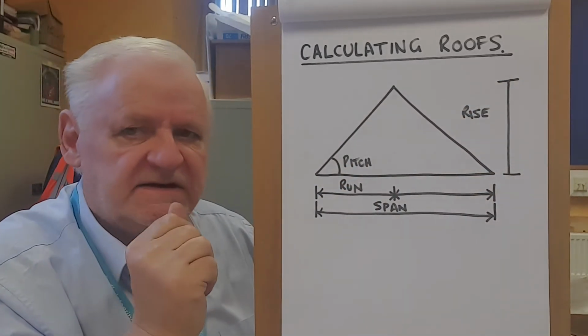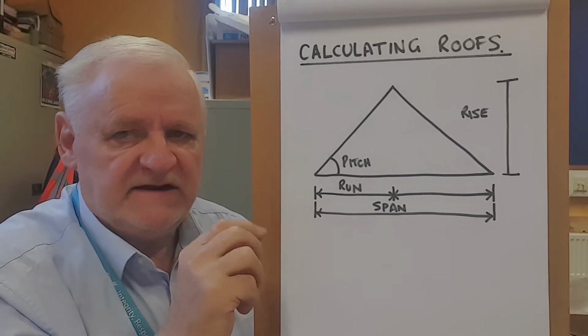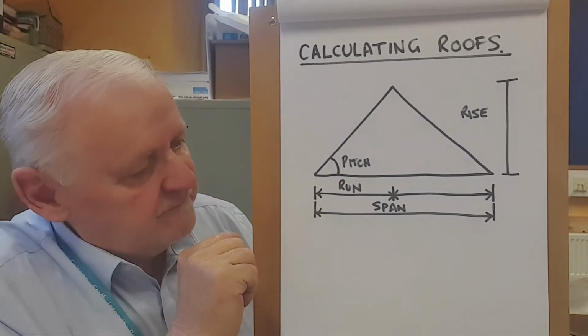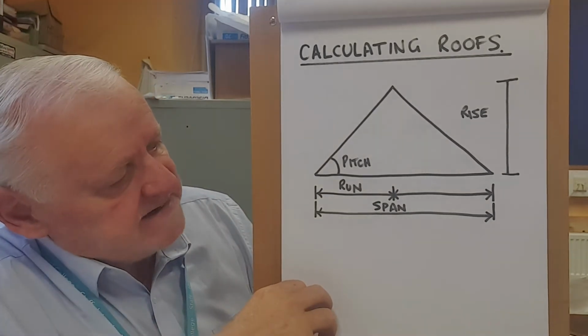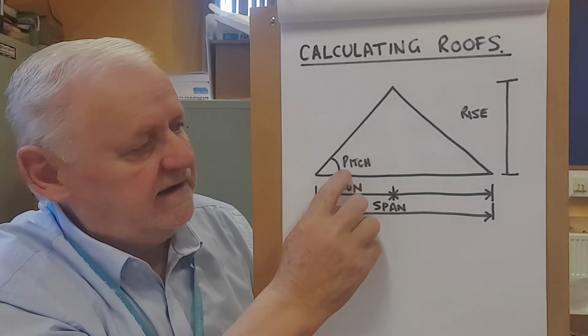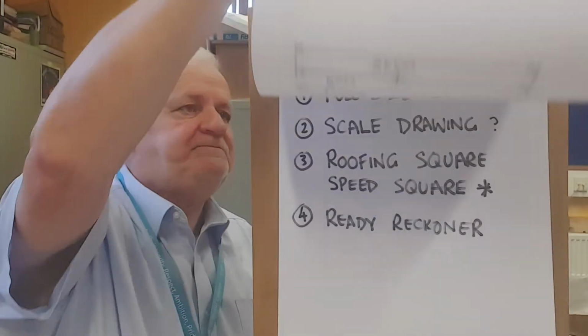It's not quite to the top of the roof, but we can explain that in further detail. It's just slightly below the top of the roof. So those are the basic things, and this angle here, or this ratio, is called the pitch. That's the pitch of the roof.